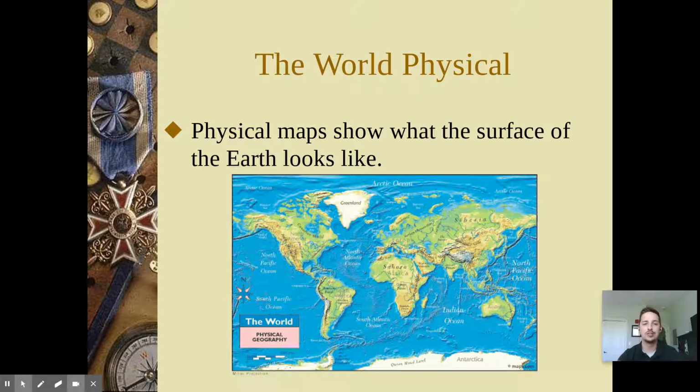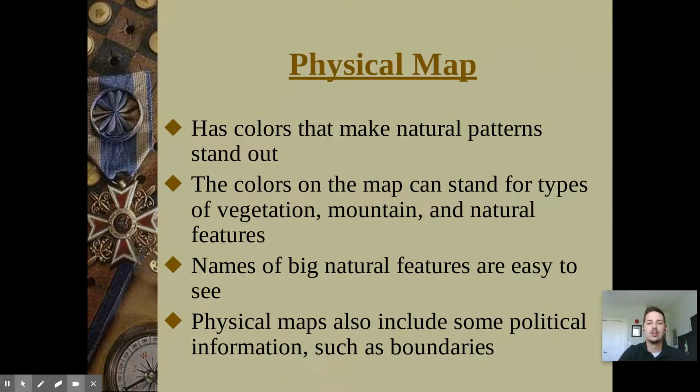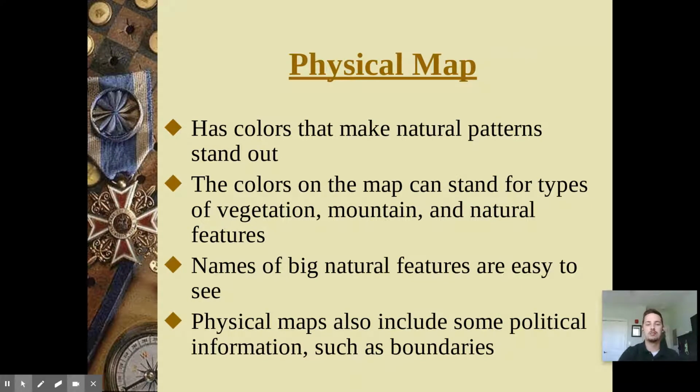Now we move on to world physical, right? So physical maps show what the surface of the Earth looks like. This is kind of if you're looking at it from space. Physical maps have colors that make natural patterns stand out. They have colors on the map that stand for different types of vegetation, mountains, and other natural features. Names of big natural features are easy to see, so we're obviously going to have the names of mountain ranges, the Rockies, the Appalachians, the Alps, the Urals, the insert mountain range here, right? They're all going to be there, and so are a lot of other natural features that are on our planet.